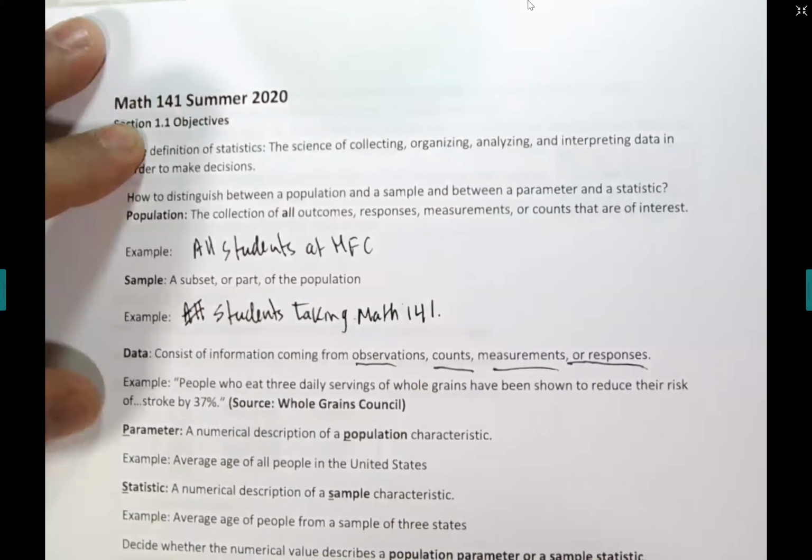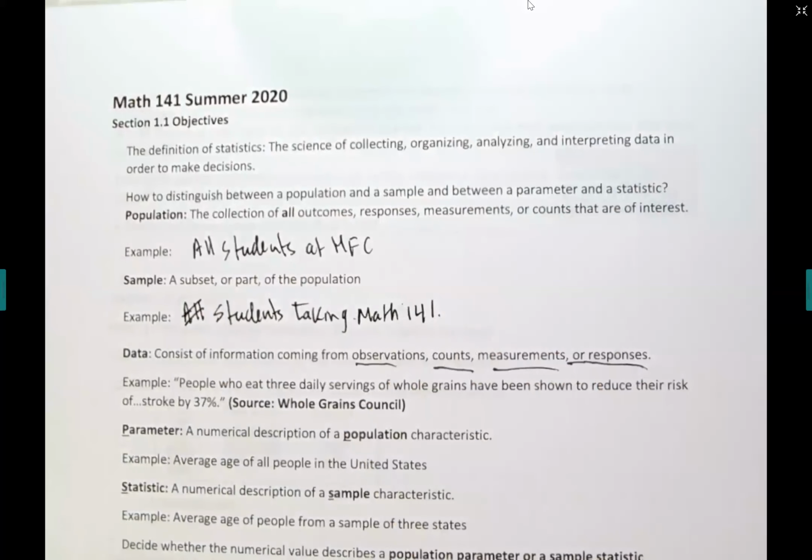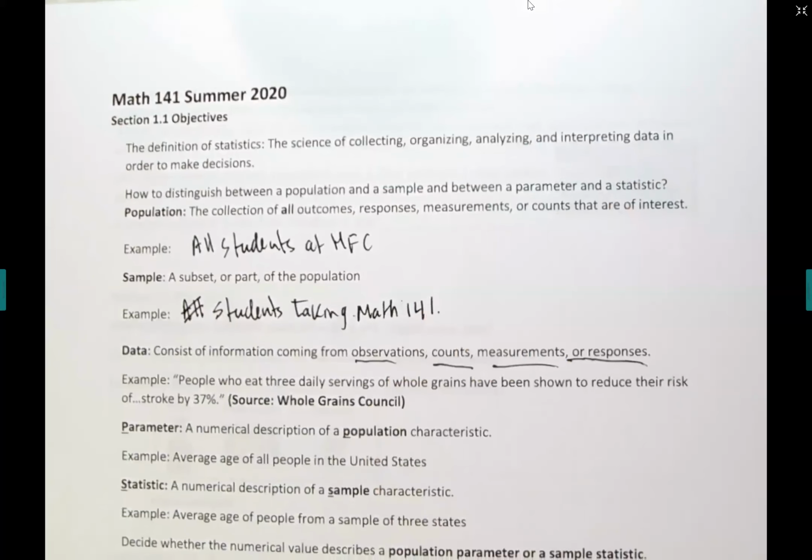That is a subset of the population. It could be the female students at Henry Ford College. It could be biology major students at Henry Ford College, nursing students at Henry Ford College, but the population is all students at Henry Ford College. We defined what data is, guys. It's information. Anything you collect, guys, is data. Anything you collect.